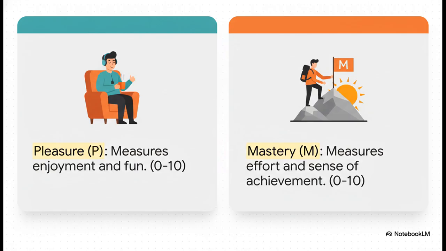The first is pleasure, or P. That's easy, right? How much fun was it? The second, though, is mastery, or M. This measures something totally different. It's that sense of accomplishment, the feeling of "I did it," that comes from putting in the effort, even if it wasn't fun at all.